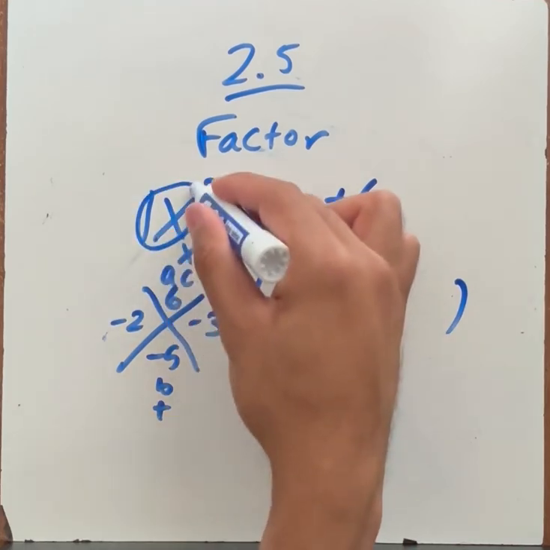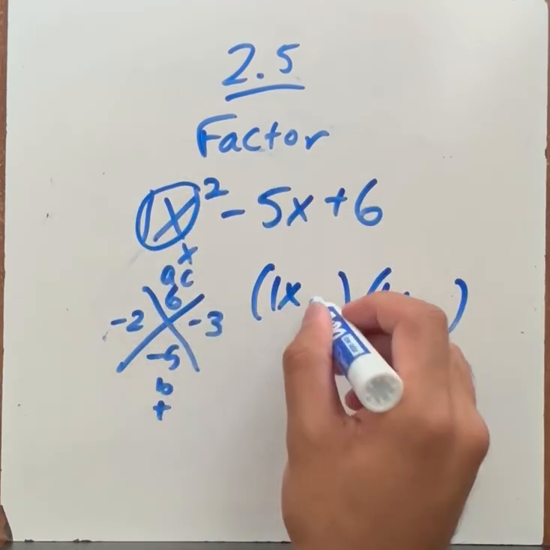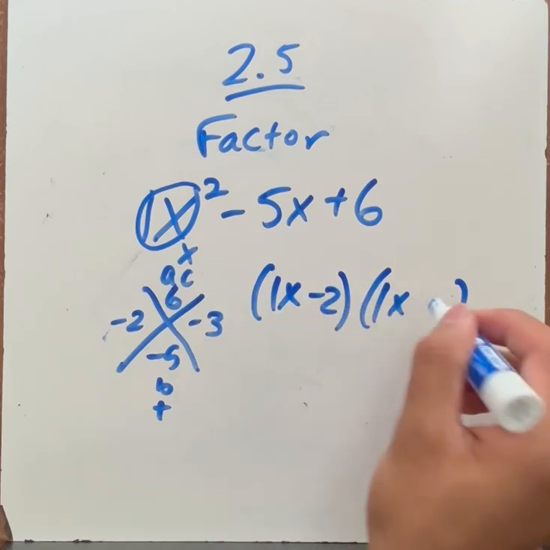we'll put the 1x term into here and here. We'll put the minus 2 term into here and the minus 3 term into here.